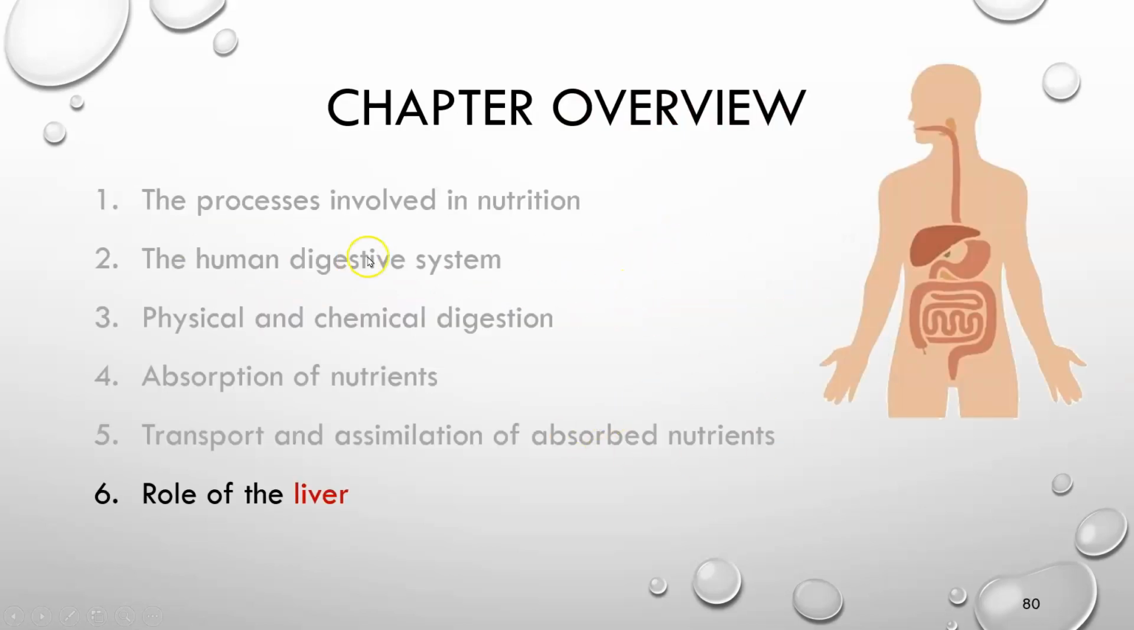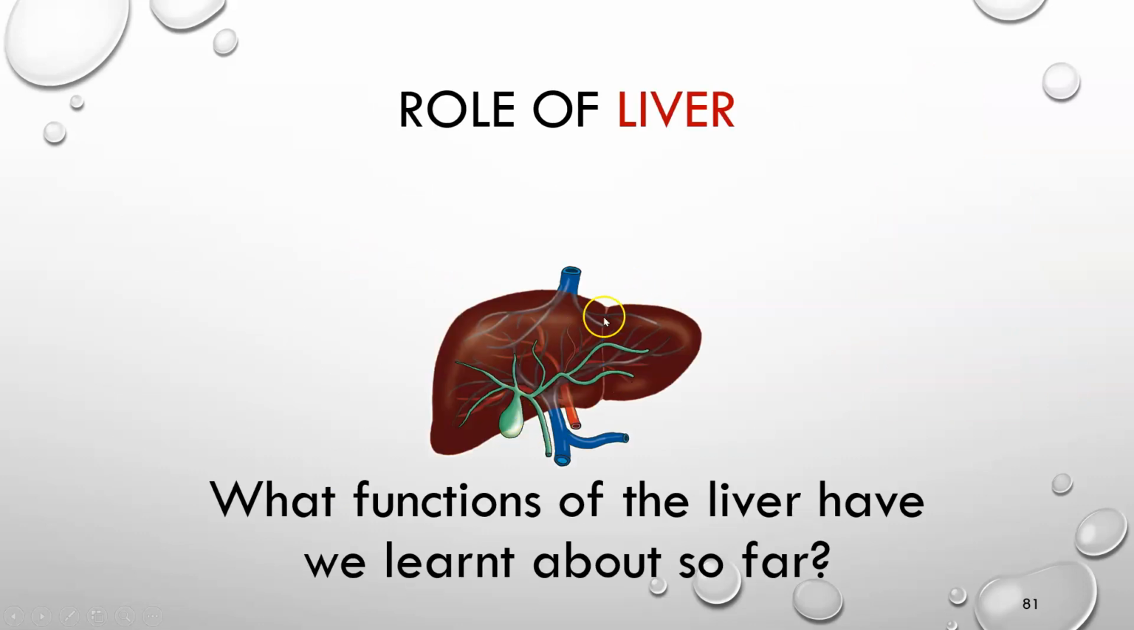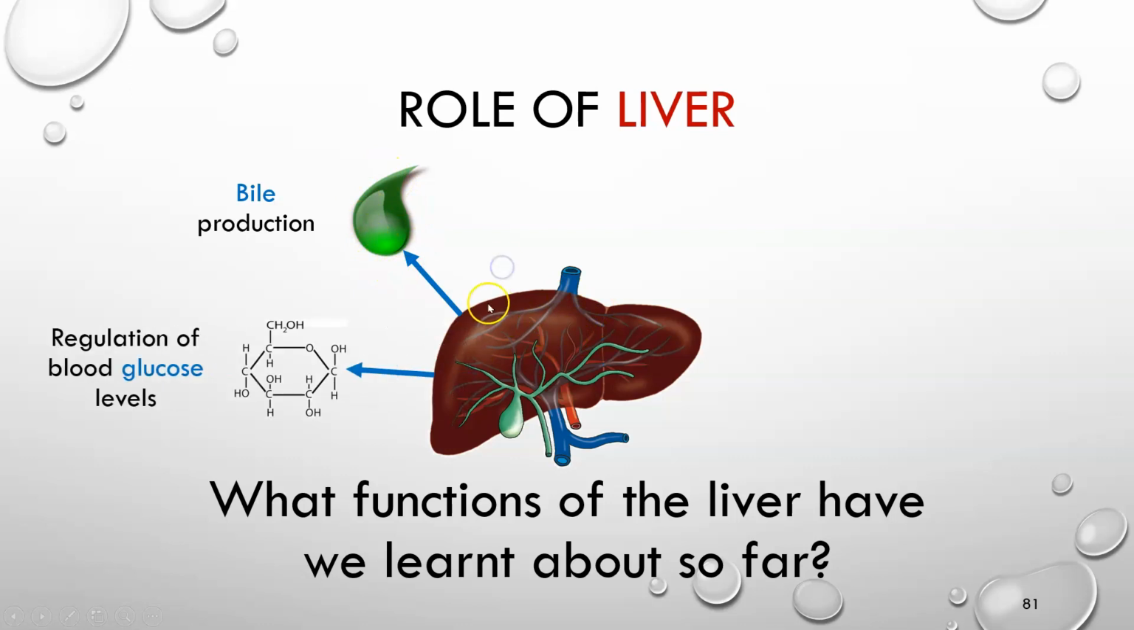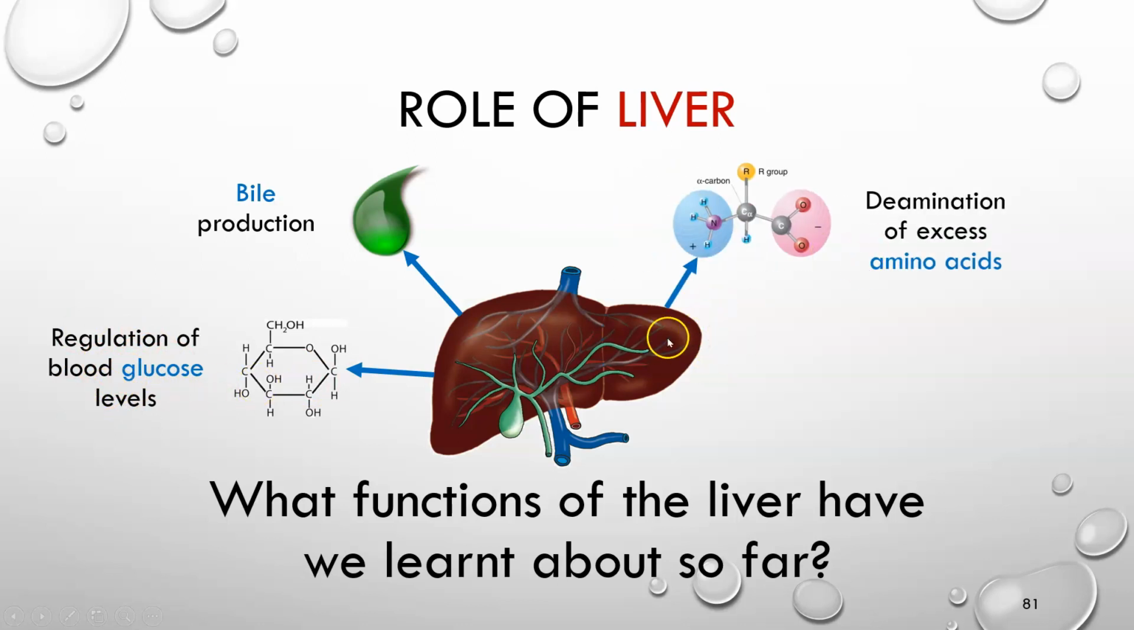Okay, let us now talk about the role of the liver. We have talked a lot just now about how the liver converts glucose into glycogen, and it also does deamination. Okay, so we have also learned about bile production. We have learned about the liver being able to regulate blood glucose levels. We have learned about deamination of excess amino acids. So these three things already is quite a lot.